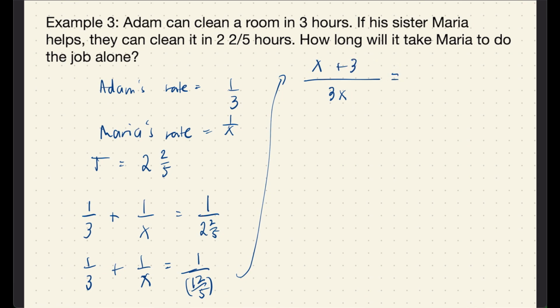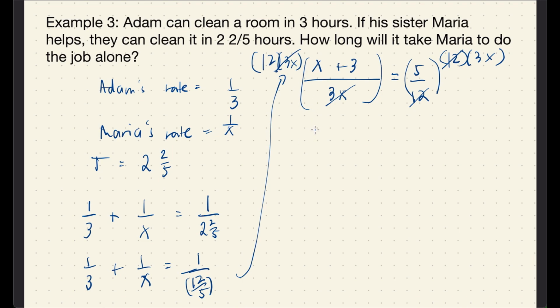And then we can rewrite this fraction on the right as we can treat it as a division of fractions. 1 over 12 over 5. So that becomes just the reciprocal, 5 over 12. Then multiplying both sides by 12 and 3x. So that cancels 3x here and 12 here.